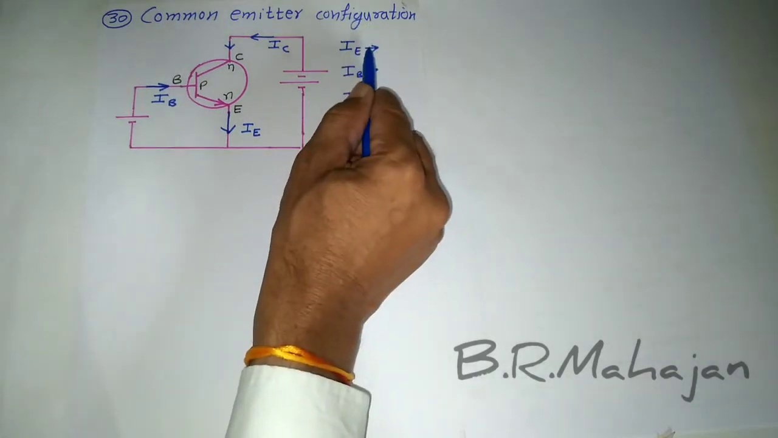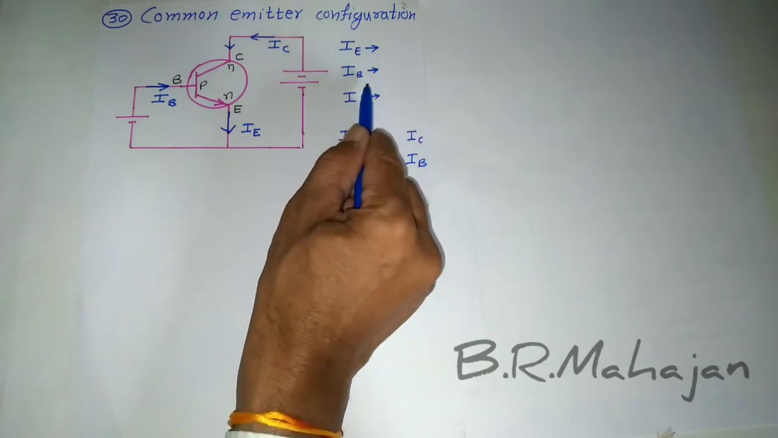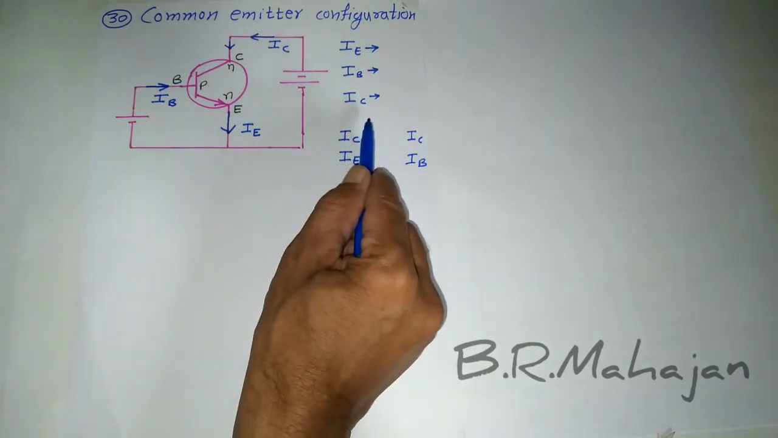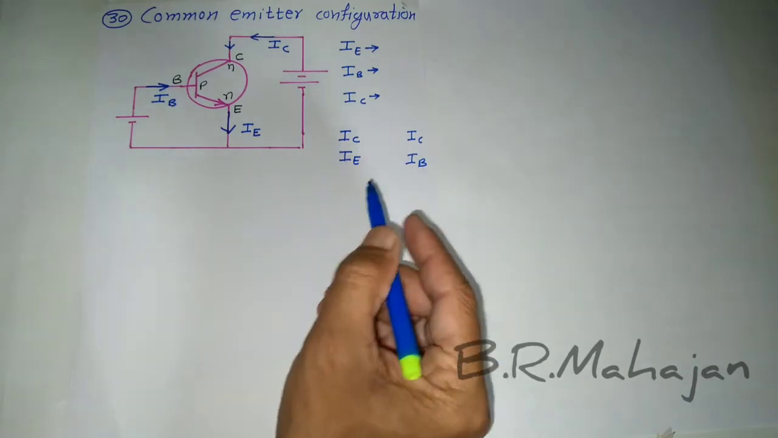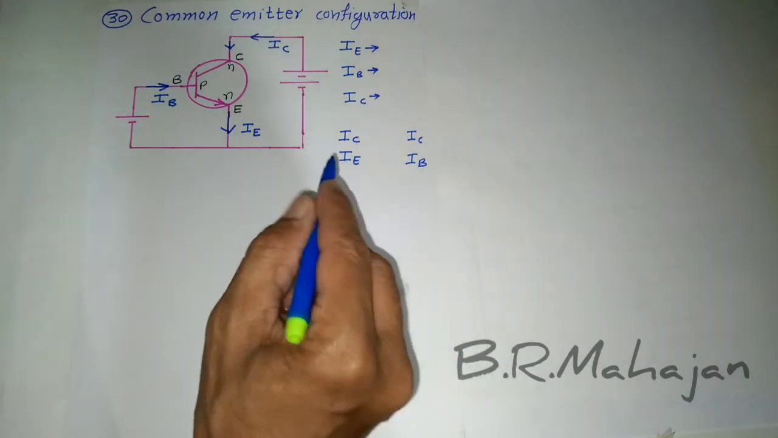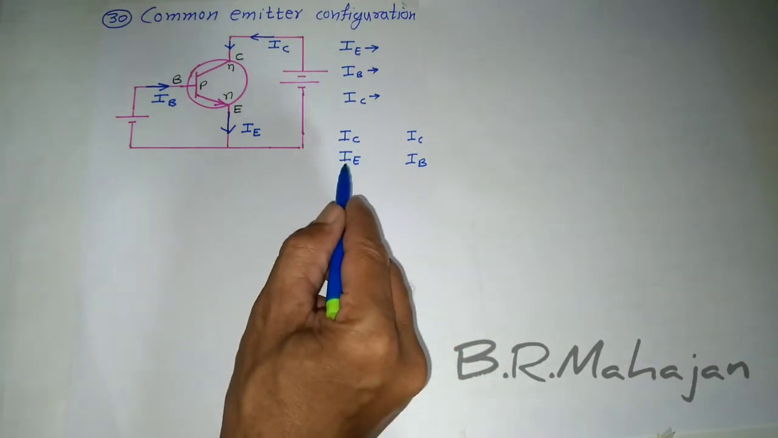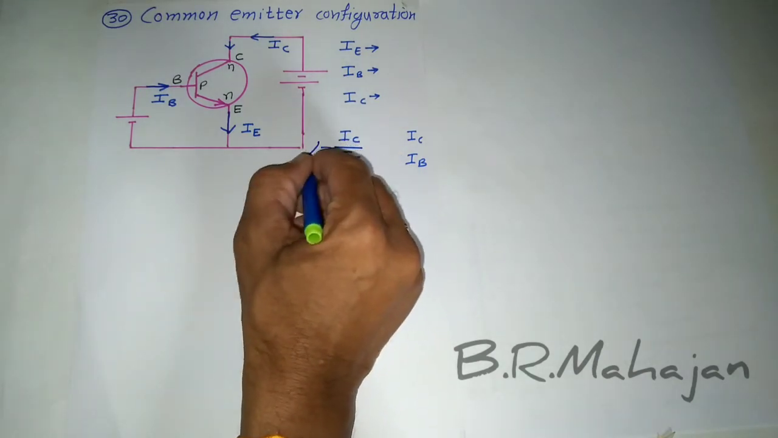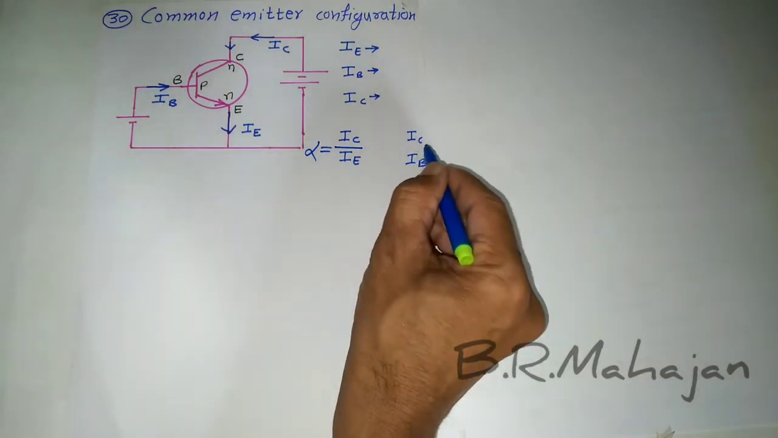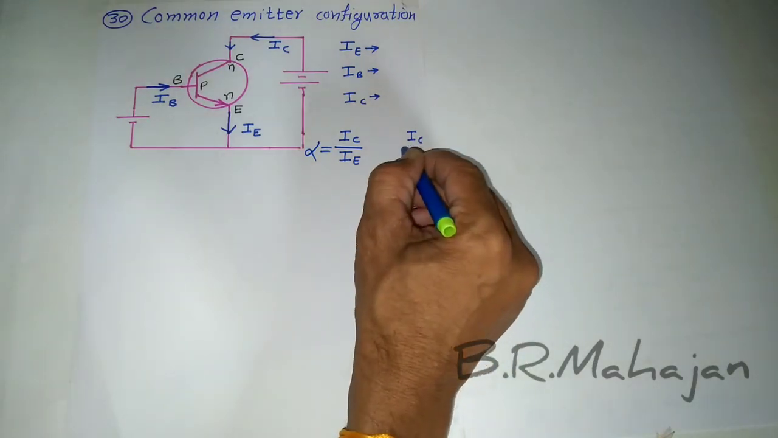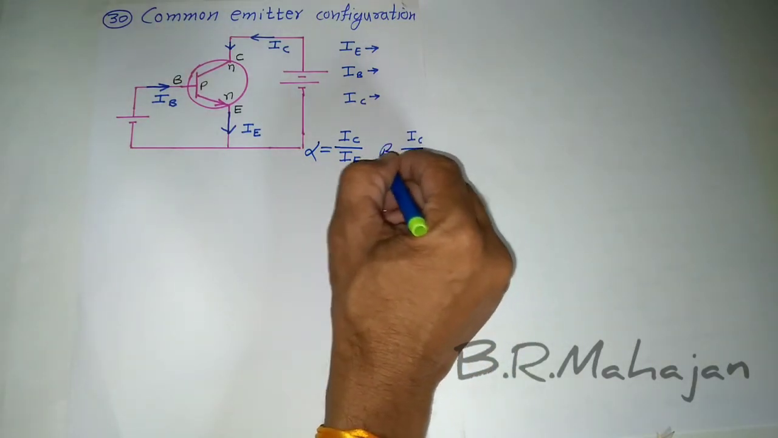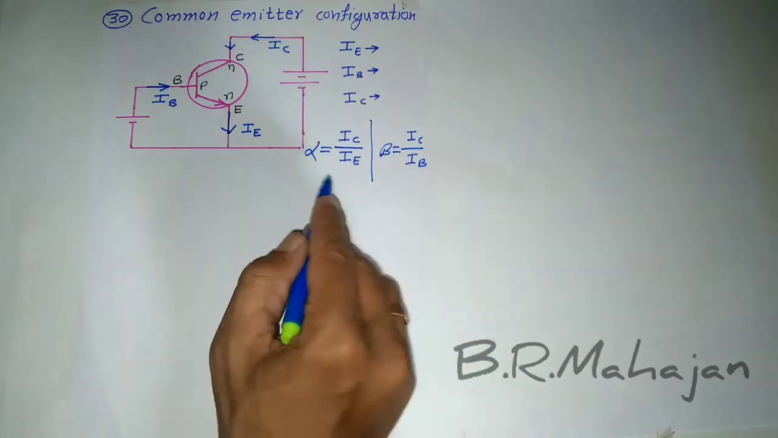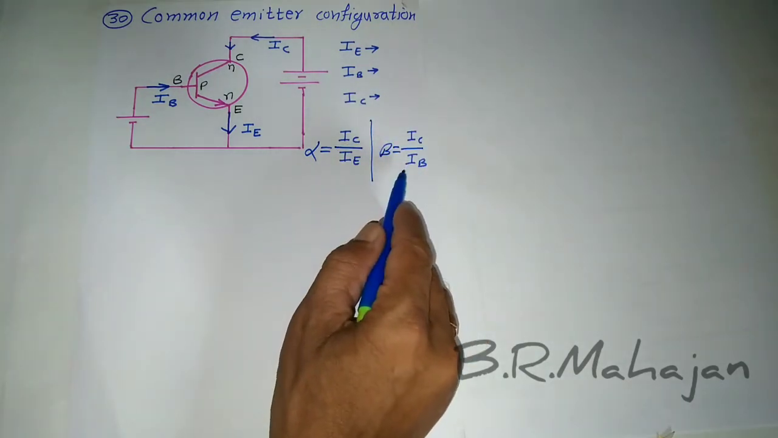The emitter current IE, base current IB, and collector current IC are interrelated by two factors. The collector current IC upon emitter current IE is called the alpha factor, while the collector current IC upon base current IB is called the beta factor. So these are the two relations we must know.